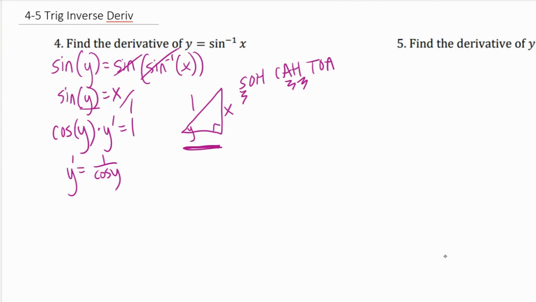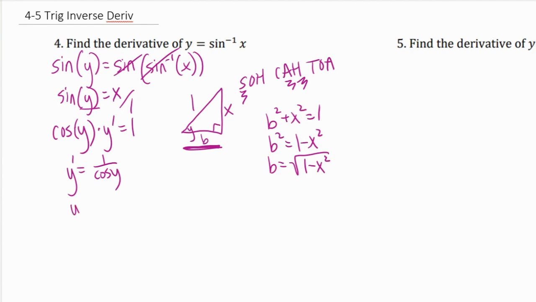But I can solve for that using the Pythagorean theorem. So I'll call that b for now. So b squared plus x squared is equal to 1. b squared is equal to 1 minus x squared. Take the square root. Technically, when you take the square root, you have to put plus or minus. But these are sides of a triangle, so they're going to be positive.